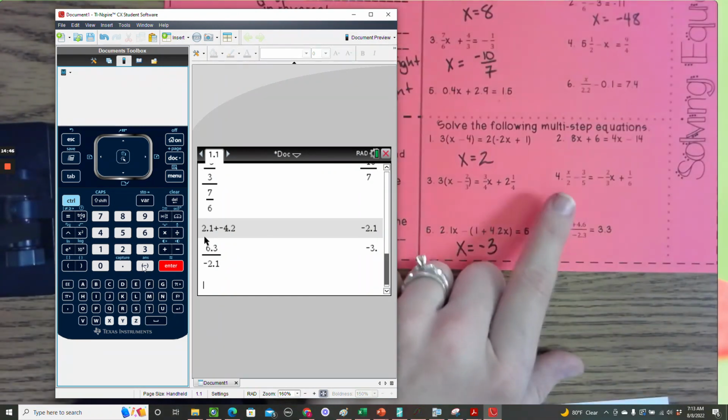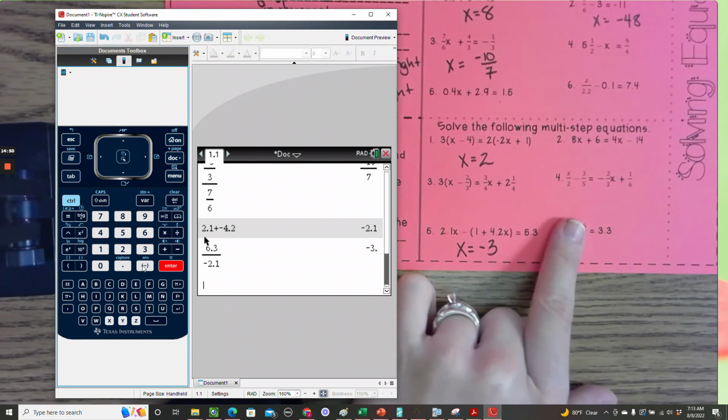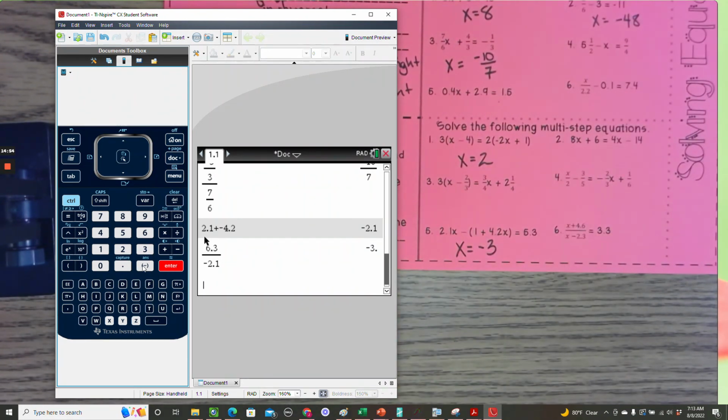So I would like you to practice on the rest of these multi-steps if you have time to do so. Again, I'm more than happy to check answers for you, and we will practice this more together in class.